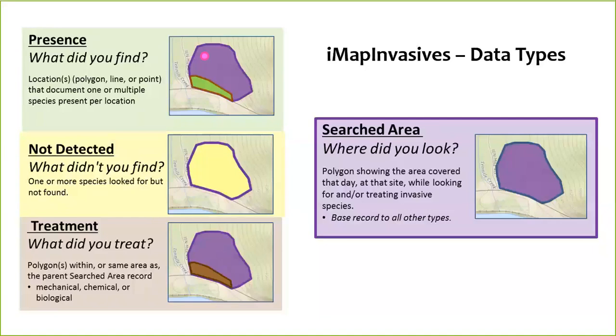Not detected is a way to indicate that you searched for something that you did not find. And so this is really powerful. It's that absence data, and we have that available for all species. And then treatment is what did you treat and the details associated with that. So whether you did a mechanical, chemical, or biological treatment, you can put in a lot of detail and so forth and indicate that area that you treated.